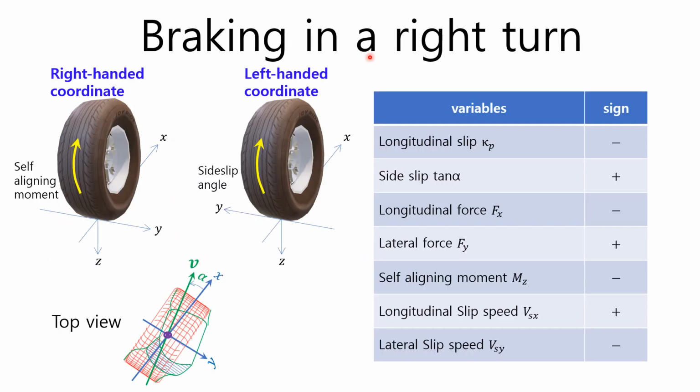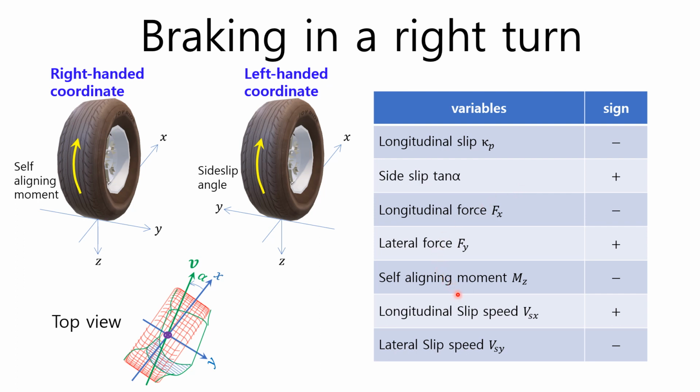Let's look at braking in a right turn. The practical slip kappa p of braking is negative, and since the steering angle of a right turn is negative according to the left-handed coordinate, the side slip angle has a positive value opposite to that. A braking force Fx is negative and the lateral force Fy is positive when turning right. The self-aligning moment Mz is negative, opposite to the sign of side slip.